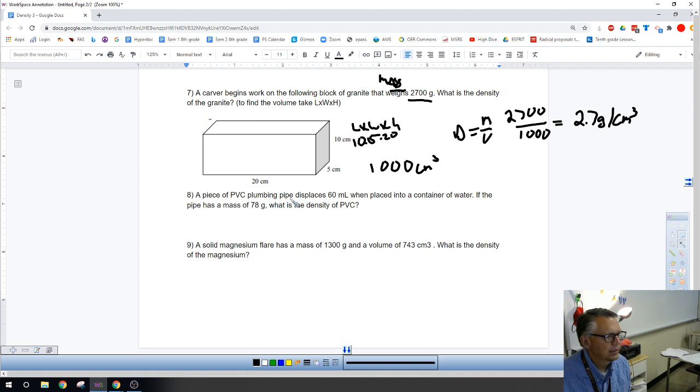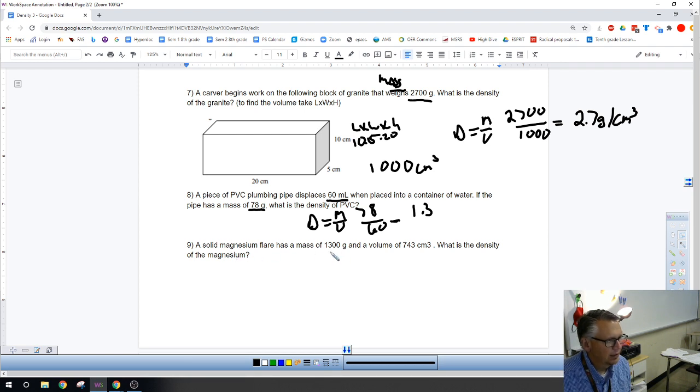A piece of PVC plumbing pipe displaces 60 milliliters when placed in a container of water. If the pipe has a mass of 78, what is the density? Density is equal to mass divided by volume. Our mass was 78. Our volume was 60. So if we take 78 divided by 60, we should get 1.3.